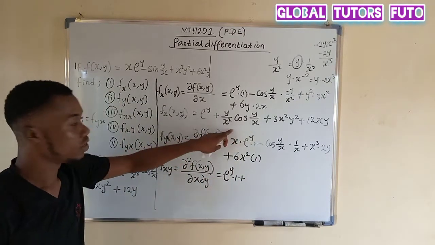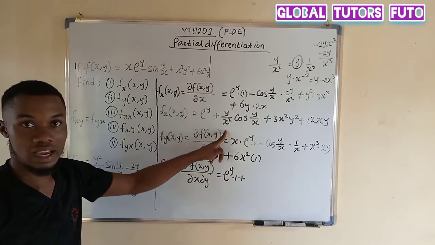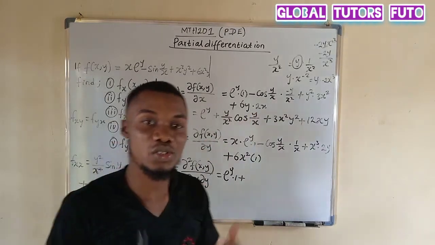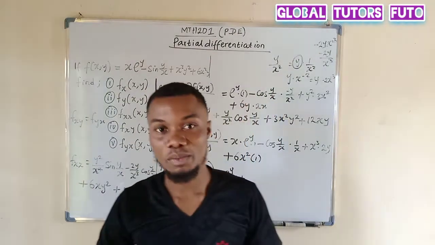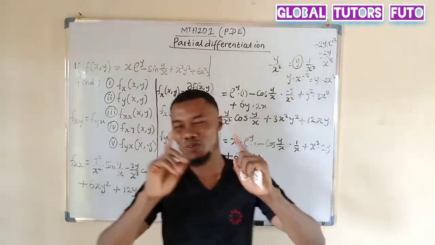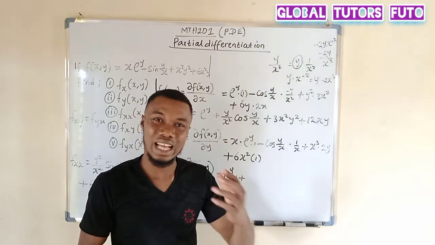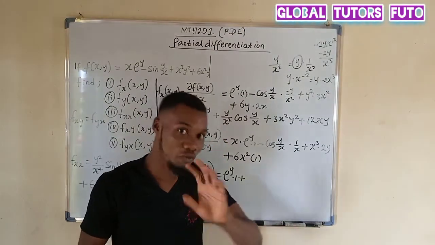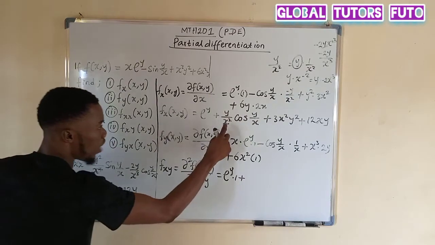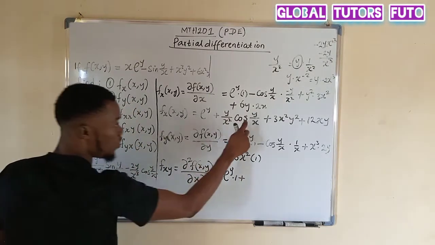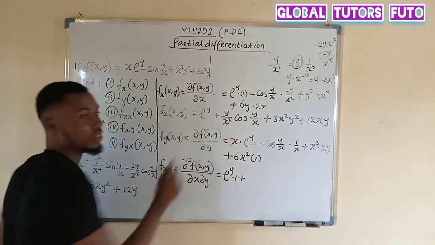I am now here. So I can see y here, and I can also see y here. So I'm going to make use of product rule: u dv plus v du. Don't forget, okay? All these simple knowledge are very, very important. So I will keep this constant and differentiate this. Then I will keep this constant and differentiate this.